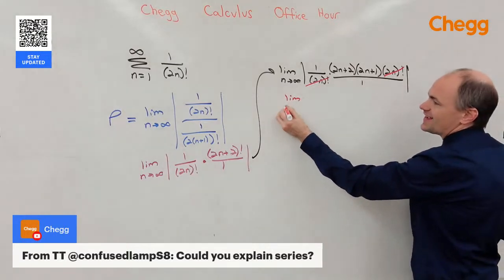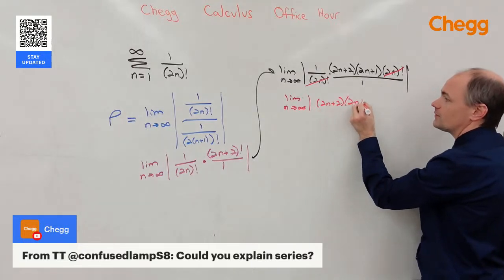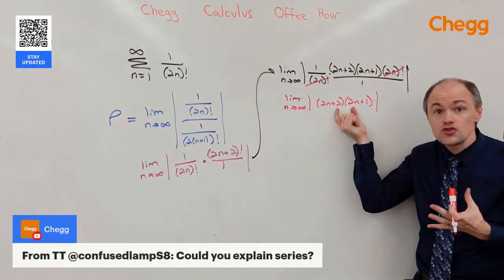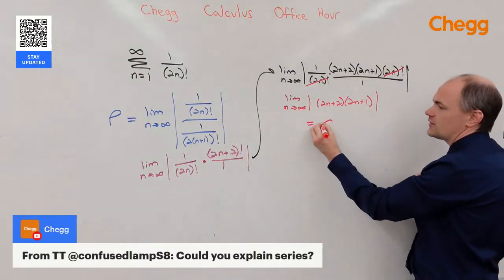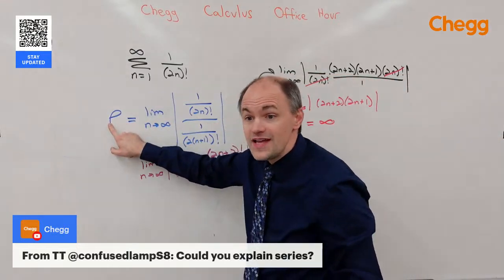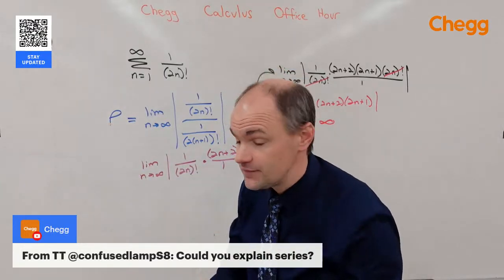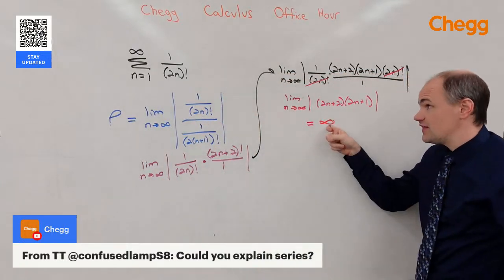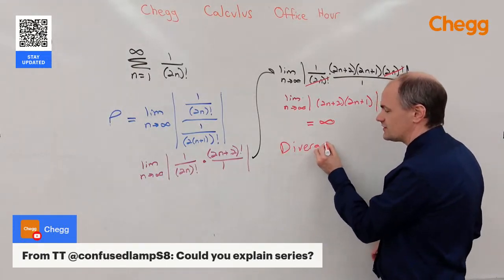And now I've just got the limit as n goes to infinity of 2n plus 2 times 2n plus 1. Everything else is gone. And we can see this, as n gets huge, is also going to get huge. If that also gets huge, it's going to infinity. The rule that we're looking for with rho is if rho is less than 1, the series will converge. If rho is bigger than 1, the series will diverge. This one is much bigger than 1, so I'm going to say it diverges.